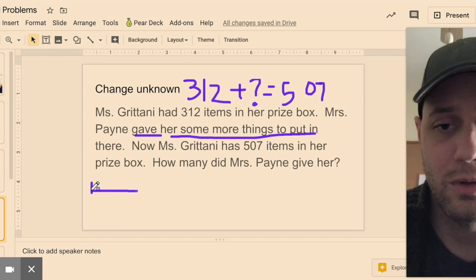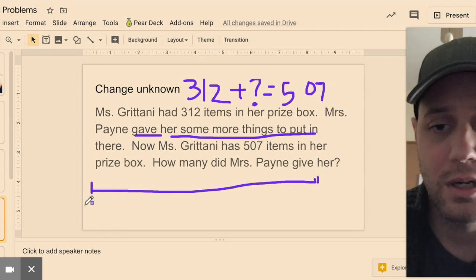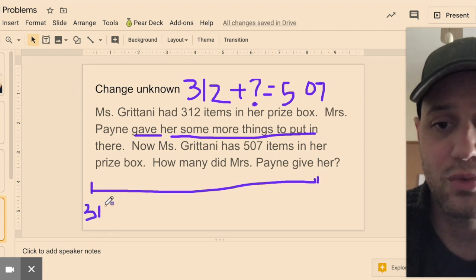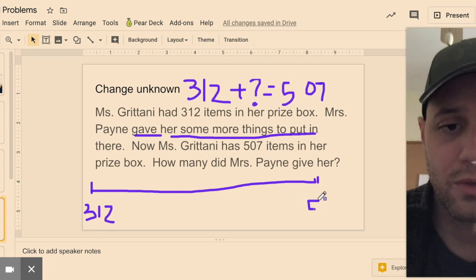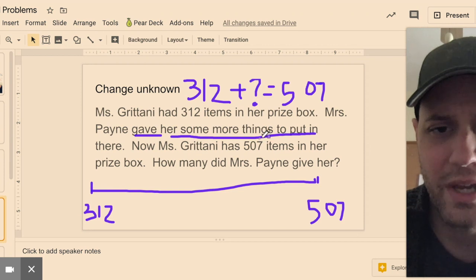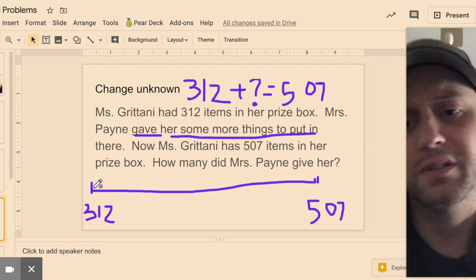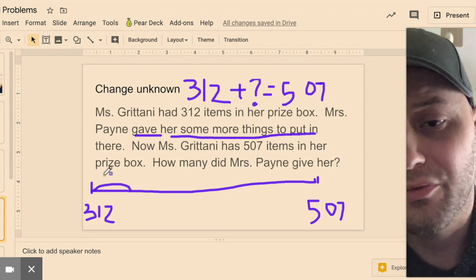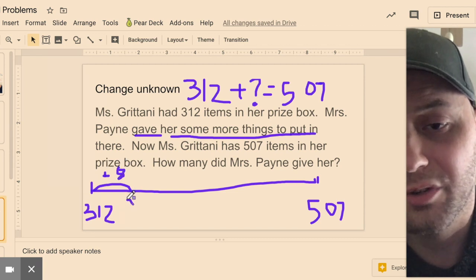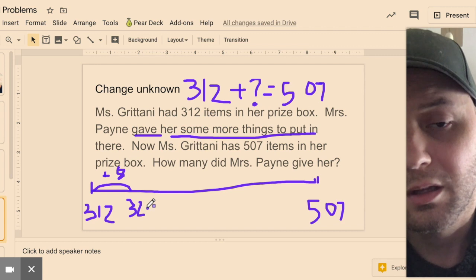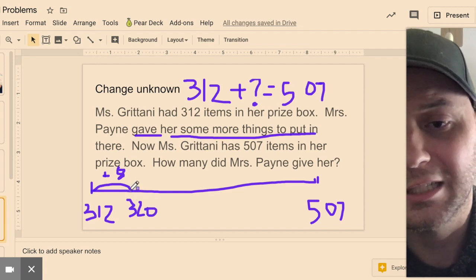One way you could do it would be with a number line. She started off with 312. She needs to end with 507. How much will we add, or how much did Mrs. Payne add for her to get to that 507? First, you might want to get to a friendly 10. So if you add 8 there, now you're at 320. Now let's get to a friendly 100.